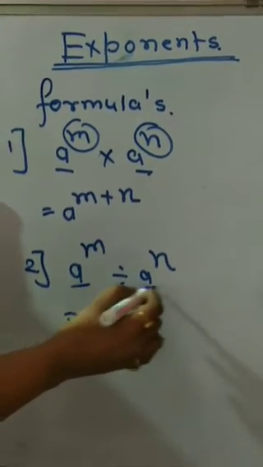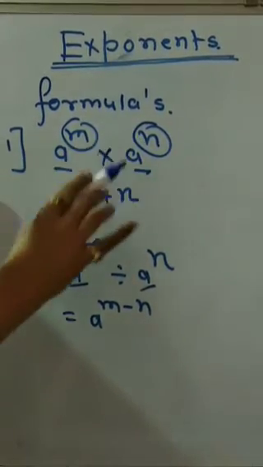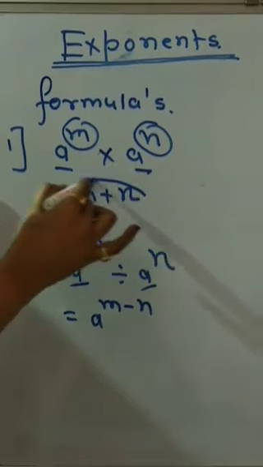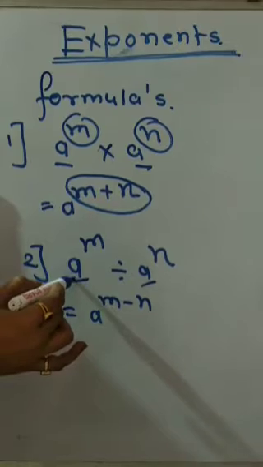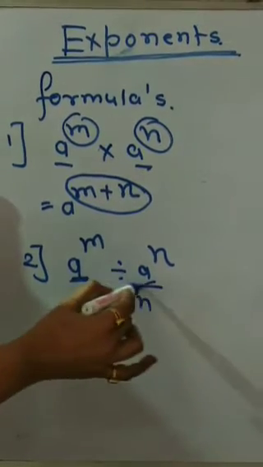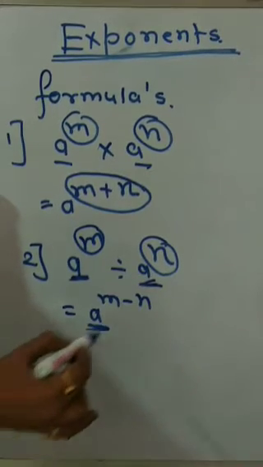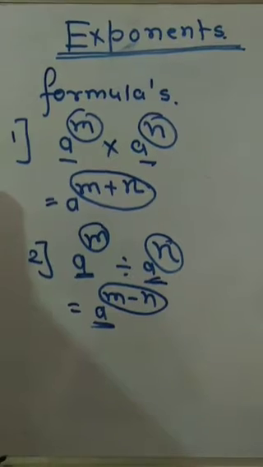Here the base is the same. In multiplication, when the base is the same and the power is different, we have to do addition in the power. In division, when the base is the same and the power is different, we have to take the base and then in the index subtraction of the powers.